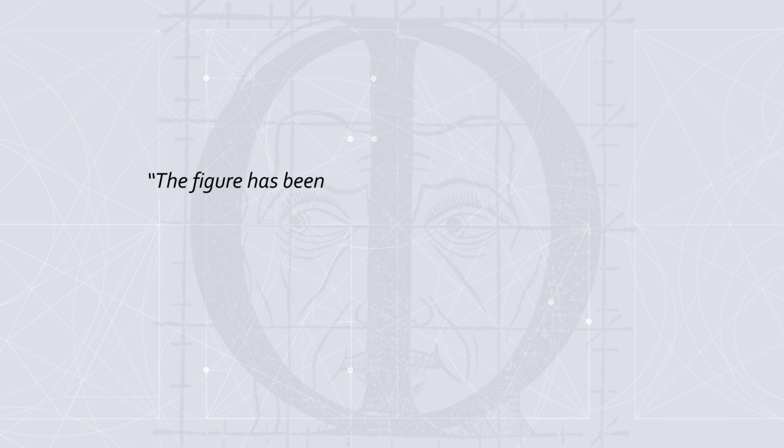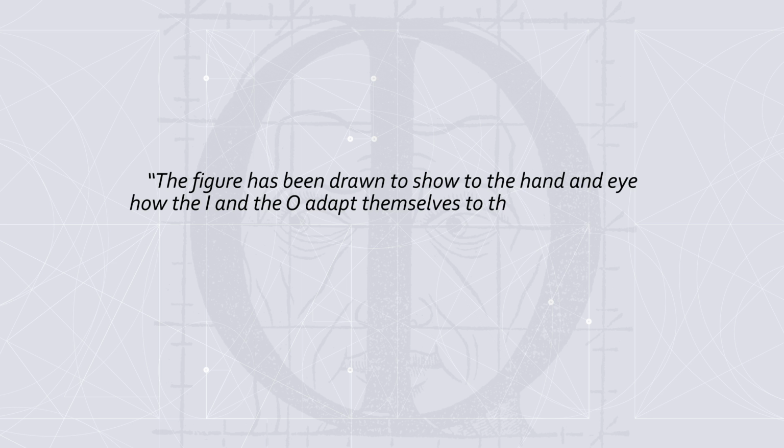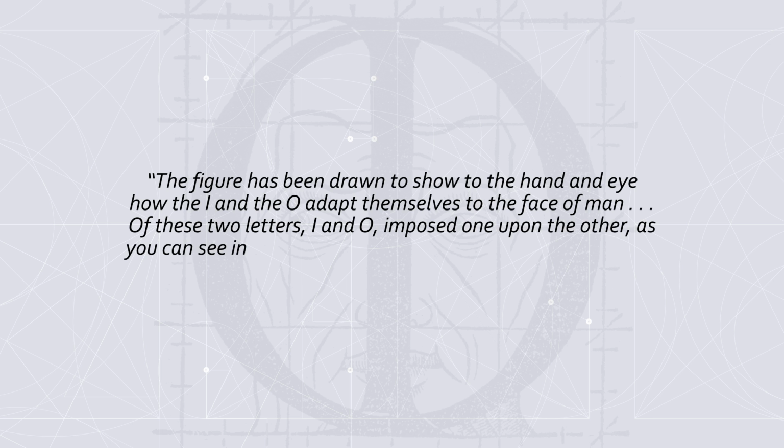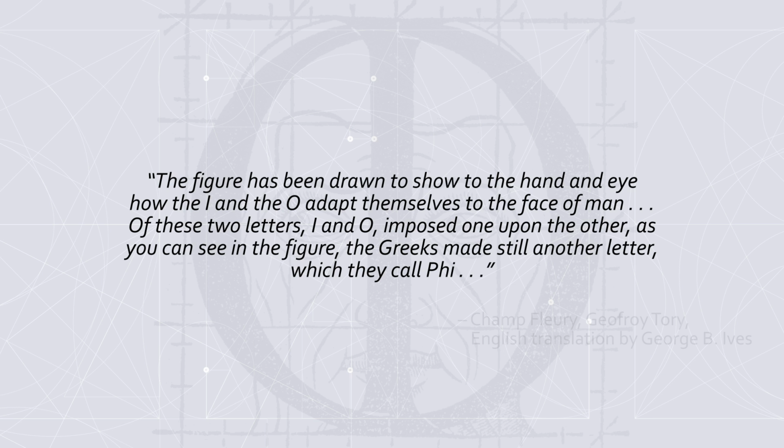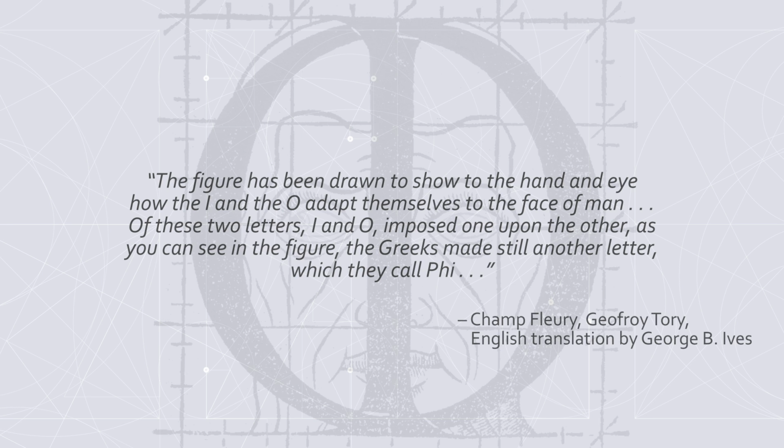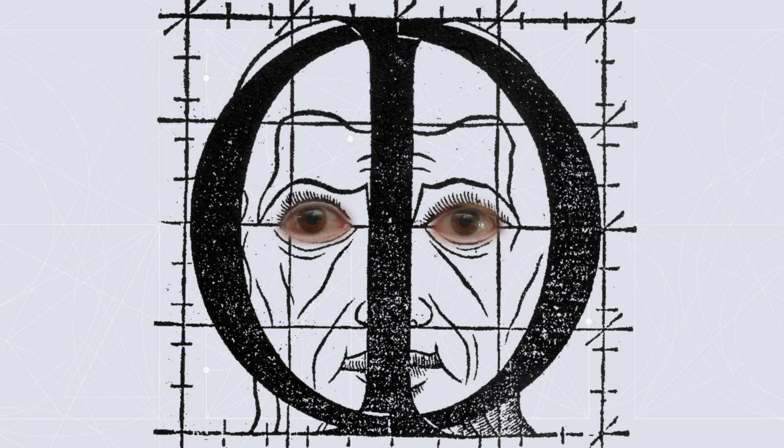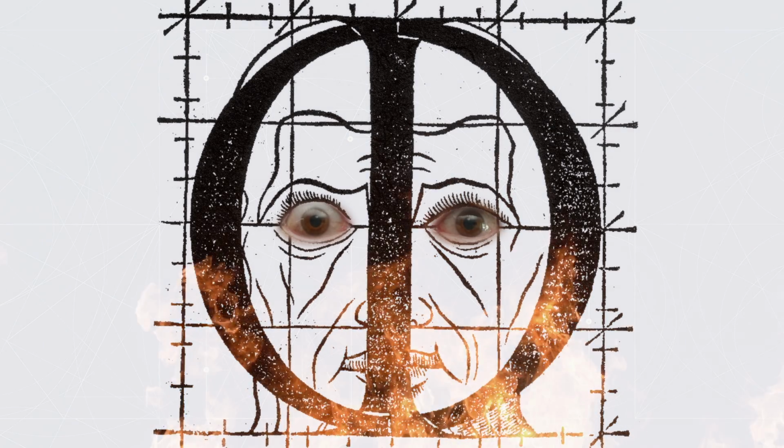The figure has been drawn to show to the hand and eye how the I and the O adapt themselves to the face of man. Of these two letters, I and O, imposed one upon the other as you can see in the figure, the Greeks made still another letter, which they call phi. Champ Fleury, Geoffroy Tory, English translation by George B. Ives. Renaissance intellectuals were specifically aware of and actively seeking phi, the divine proportion, as it relates to the geometry of the Roman alphabet.